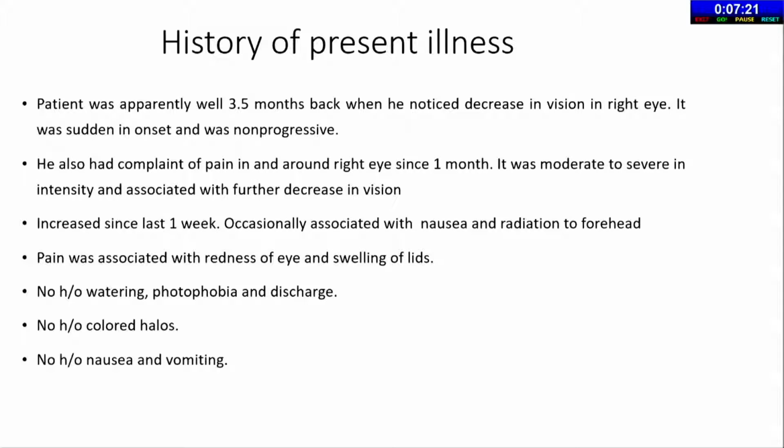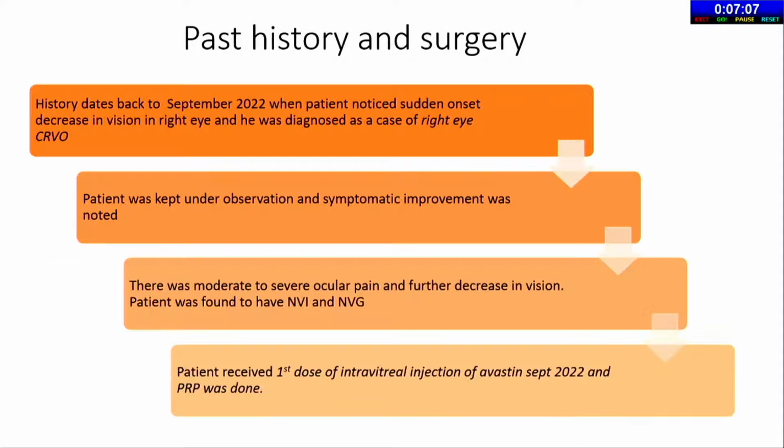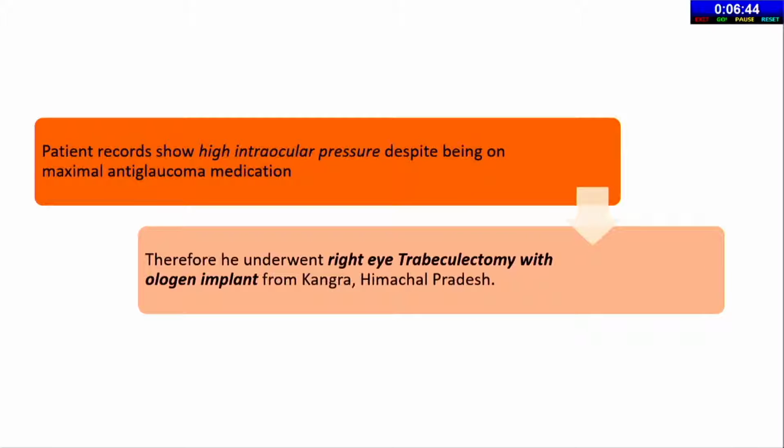And then this pain was associated with nausea sometimes, and there was radiation of pain also. Again, you have to highlight these things in the history only. And then negative histories are also important. And then past history and history of surgeries, treatment or laser, whatever has been done, you have to highlight. So this patient had CRVO, in fact, and it was kept under observation, and subsequently the patient went on to have NVI and NVG, for which PRP and intravitreal injection of Avastin was given, followed by trabeculectomy with Ologen implant.